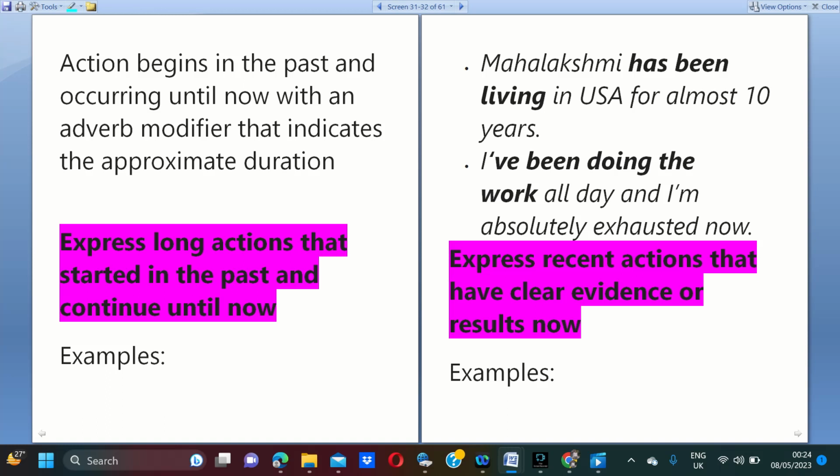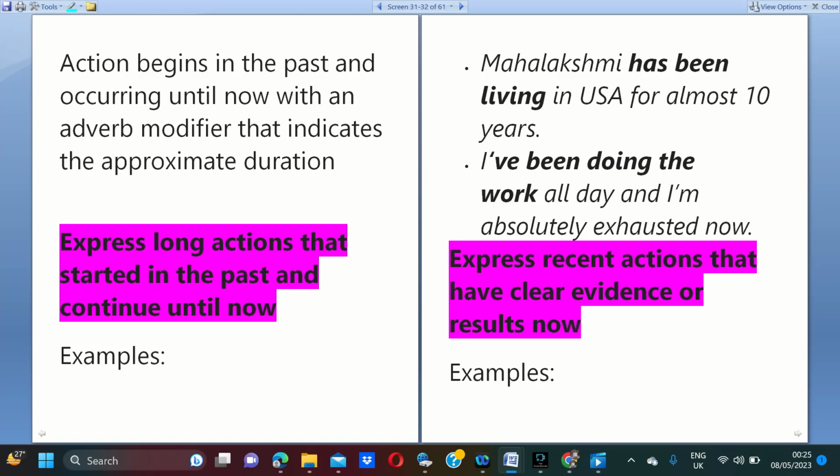What is the next? Still she has been living in USA. So how can I put those situations in words? Here we can use present perfect continuous tense to tell these kinds of situations accurately. Mahalakshmi has been living in USA for almost 10 years. I have been doing homework all day and I am absolutely exhausted now.